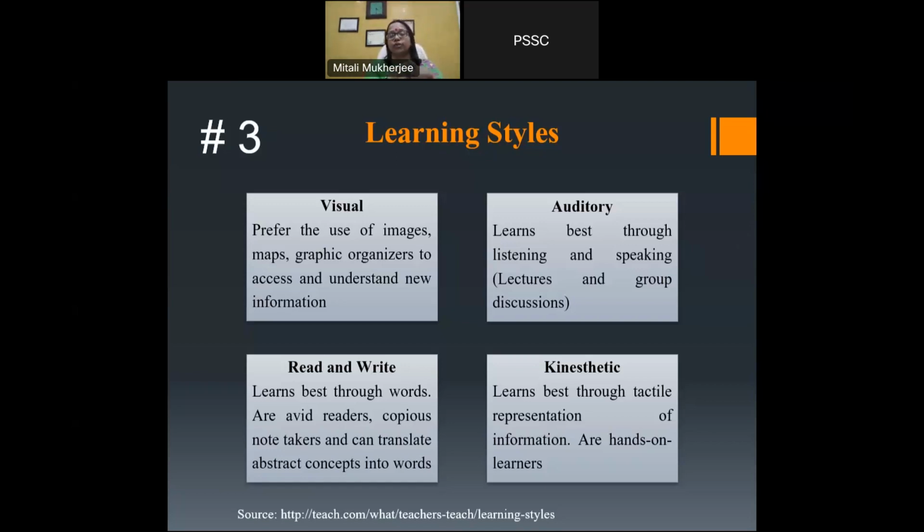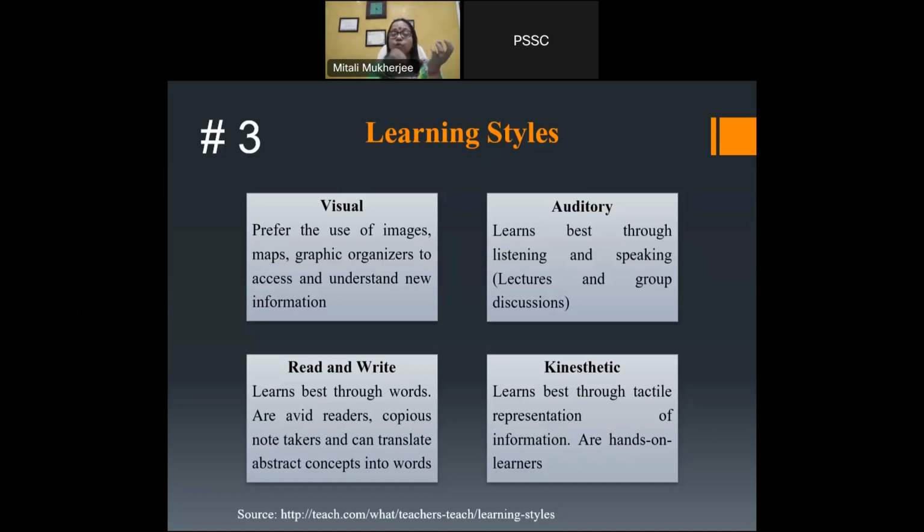Next is auditory. These are the ones who learn by listening and speaking. Even if you give a lecture, they are good ones, they will learn. Next is read, write learners. So what are read, write learners? They learn when you allow them to read in the class.